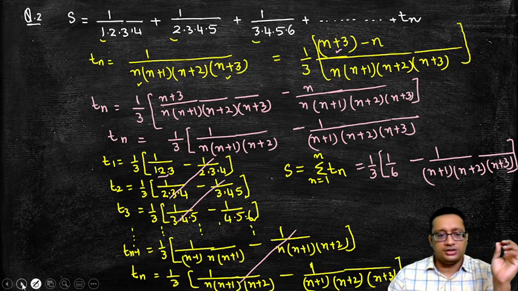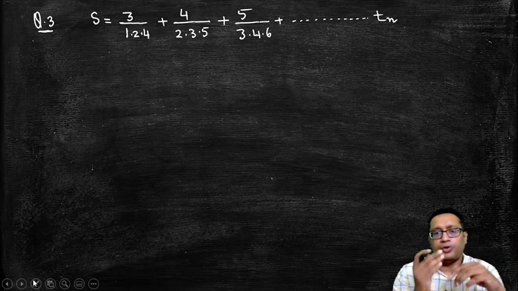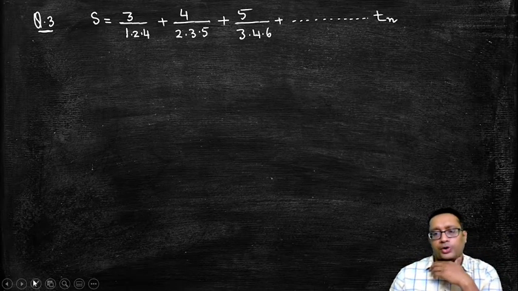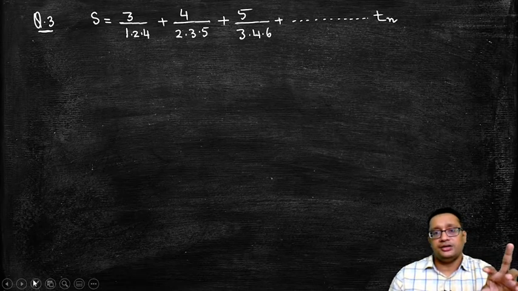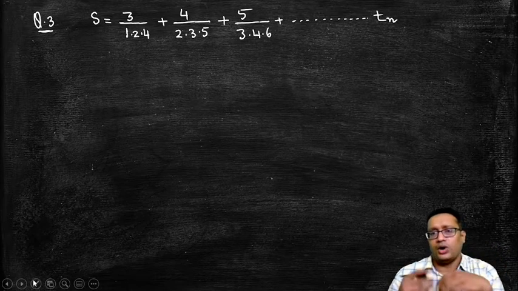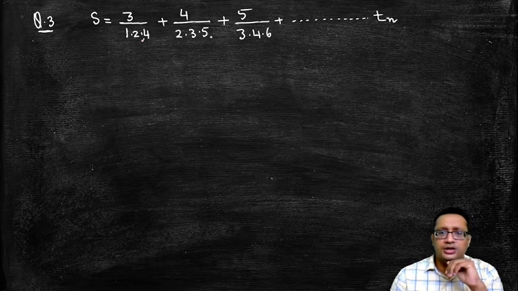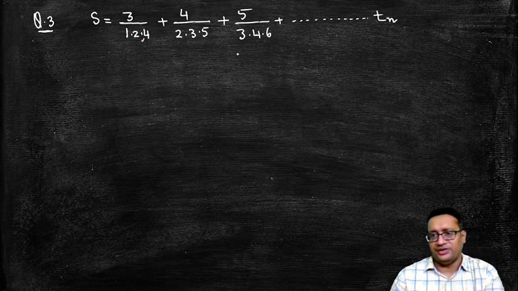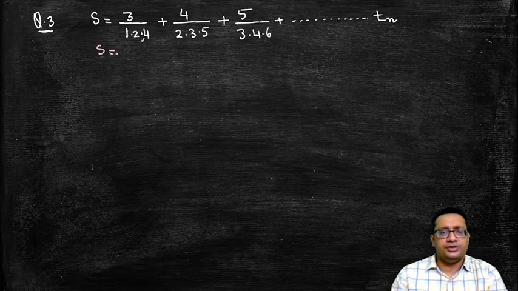Now see the next question. Question number 3 is 3 upon 1 into 2 into 4, 4 upon 2, 3, 5, 5 upon 3, 4, 6 and so on, up to Tn. Again there are 3 factors in the product but not in AP. So I will try to make it in AP. I see here 3 is missing, here 4 is missing, here 5 is missing. The general concept is to multiply with 3 and divide with 3.